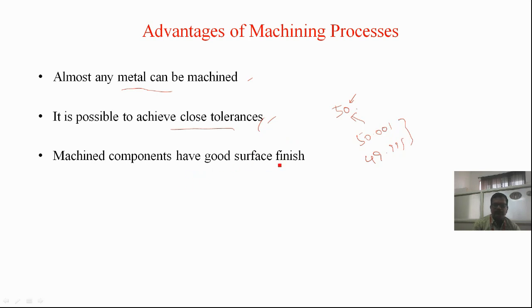Machined components have good surface finish. These machined components not only have dimensions close to the requirement, but the surface finish is also close to the requirement.